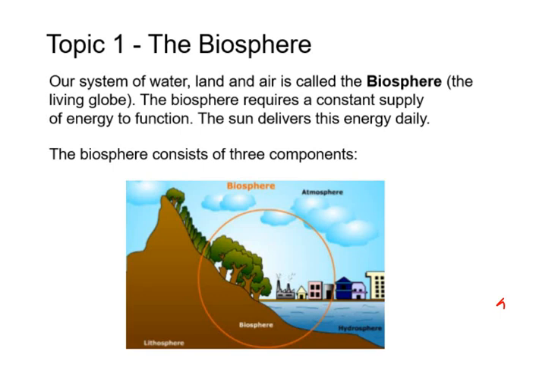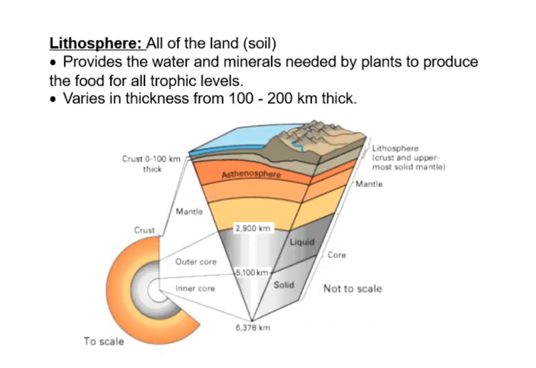Sphere, an area that's circular, like our world, and bio, where there's living stuff on it. So our system of water, land, and air, we call it the biosphere. It literally means the living globe. There's stuff that's living on our Earth. I need you guys to know about the different components of the biosphere, different things on Earth that we can categorize. So here's the first one.